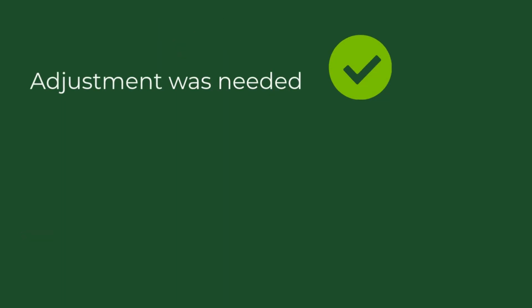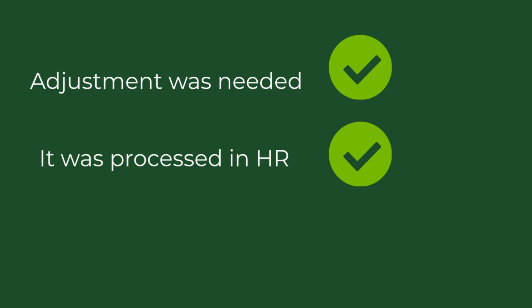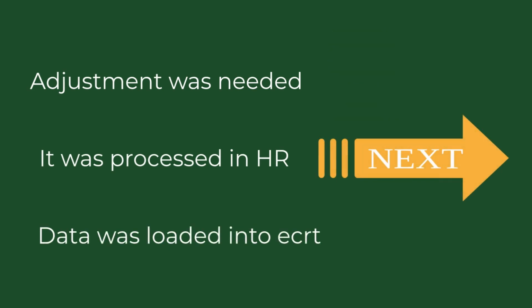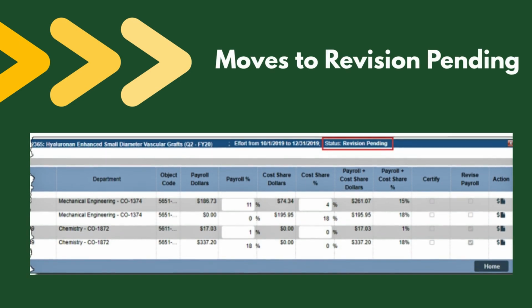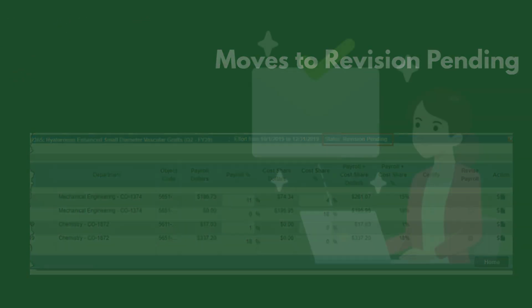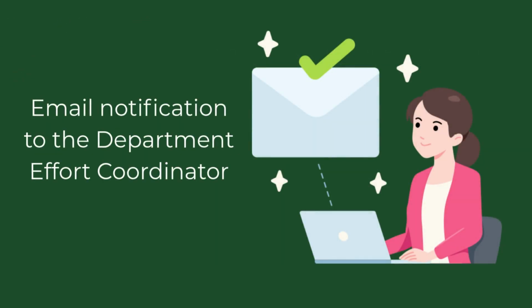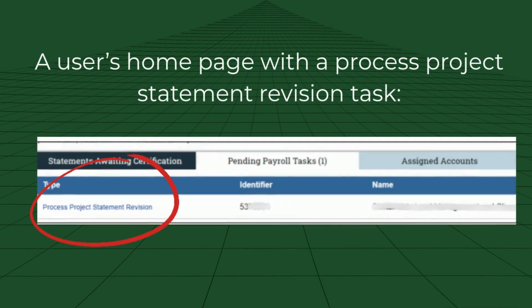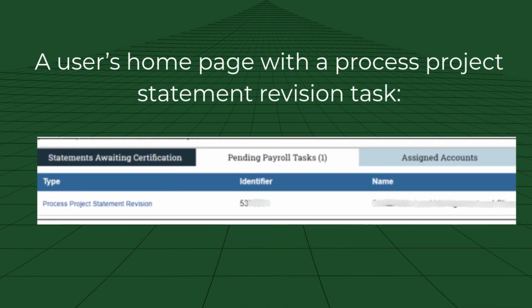Okay, so let's assume the adjustment was needed, it got processed in HR, and the data finally loads into ecrt. What happens next? Right. This is where the bottleneck breaks, like you said. The status automatically flips from revision requested to revision pending. And the system sends an email notification to the department effort coordinator, alerting them that the data is in and ready for the next step. And that next step involves a new task called process project statement revision. Okay, final step in ecrt then.